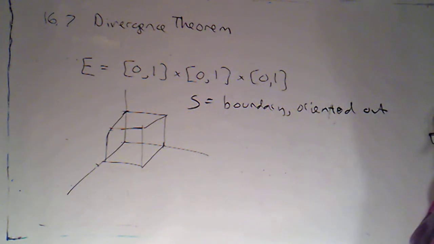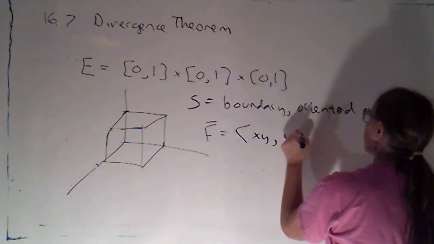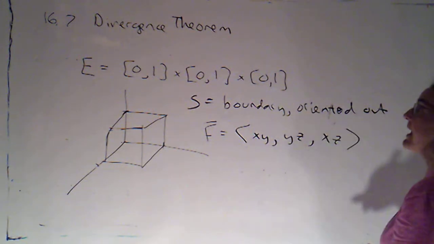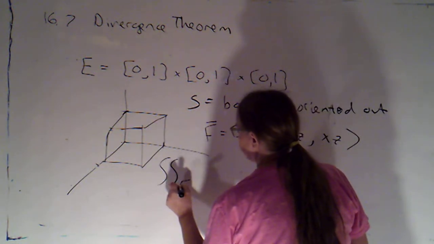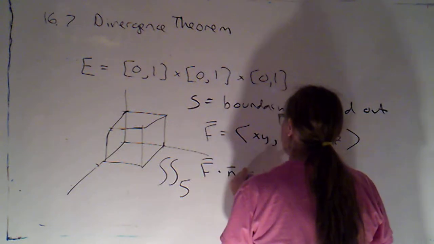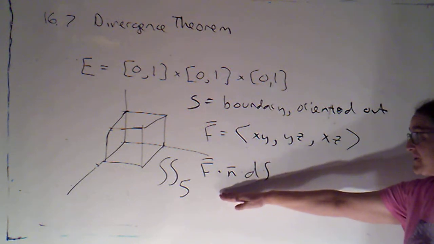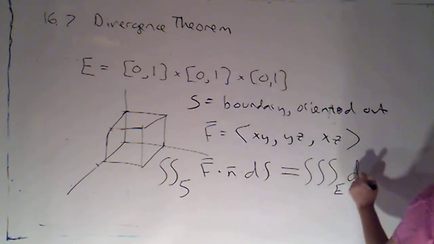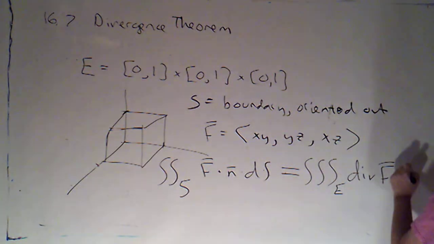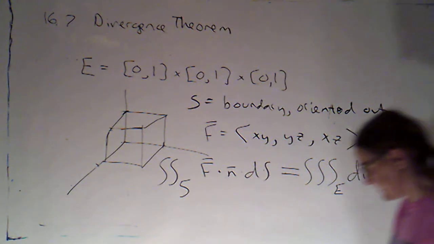I could do 6 surface integrals, but I could just do 1 triple integral. So let's say that F is xy, yz, xz, and I want to calculate the flux, which would just be this surface integral. As I said, that would actually be 6 surface integrals. Well, according to the divergence theorem, I could just do the triple integral over E of the divergence of F with respect to V. So, let's calculate the divergence.